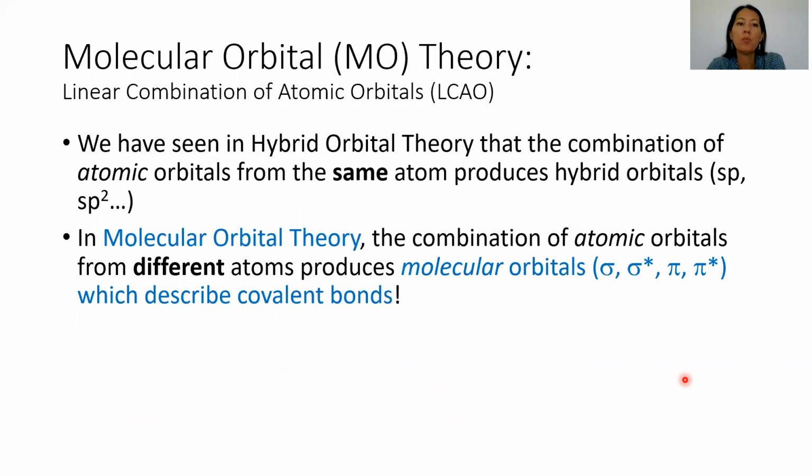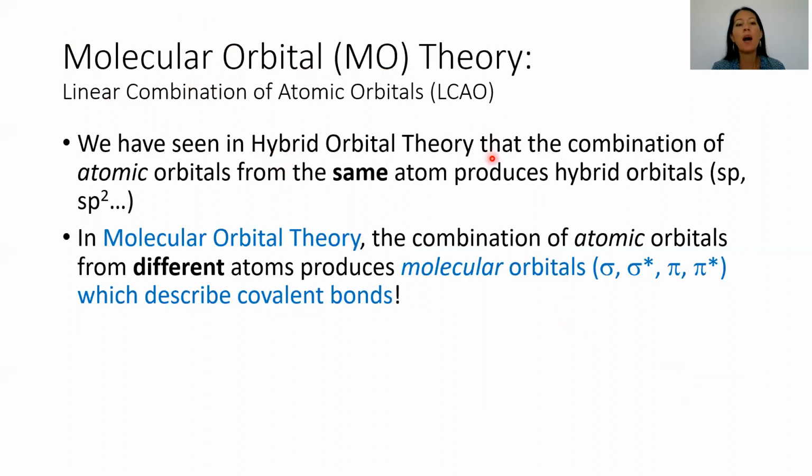I want to cover what's called molecular orbital theory, which you may or may not have had in Chem 150 or Chem 160 or your general chemistry courses you've taken. So this is different. This actually explains the bonding in molecules. We just went over hybrid orbital theory.